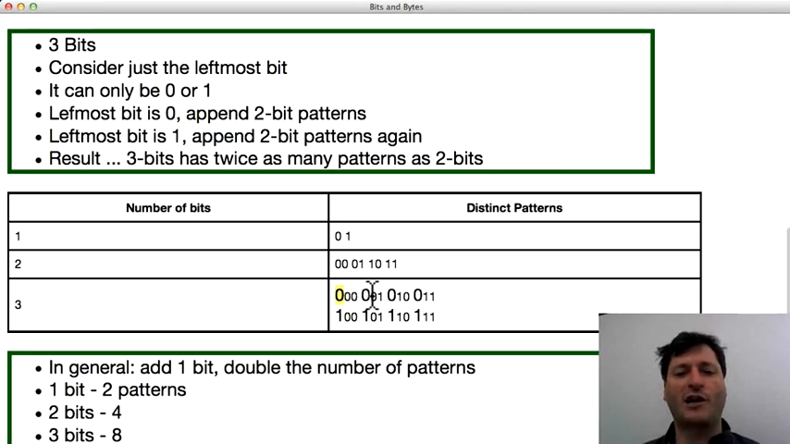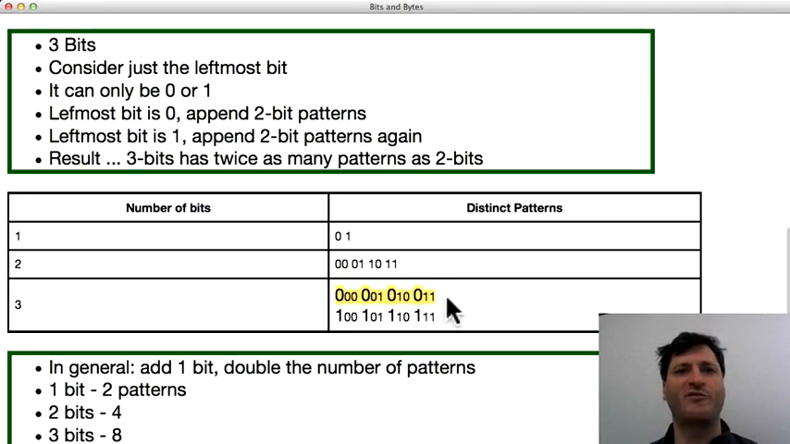Well, if I just lock the leftmost bit at 0, then I've got these other 2 bits to the right of it. But actually, we've already worked out how many patterns are possible with 2 bits. That's my row up here. There's just 4 patterns. And so if I lock the leftmost bit at 0, then I get 4 patterns because I have 0 and then each one of the 4 patterns for 2 bits. So in this highlighted row, that gives me 4.